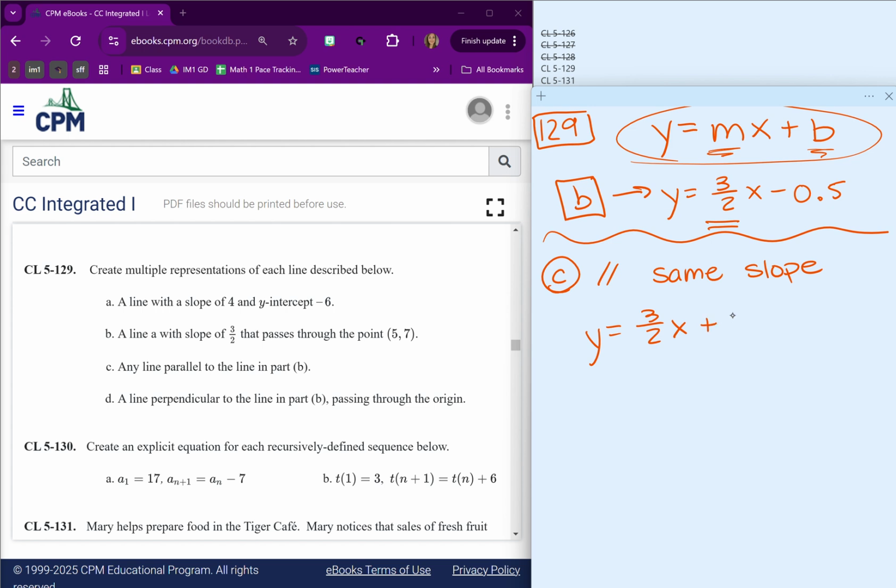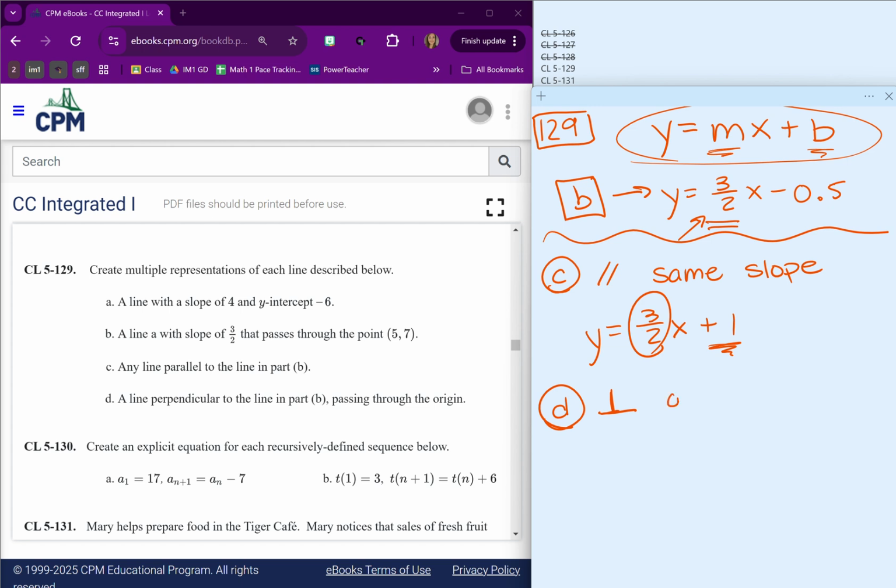So it could have any y-intercept you like, plus 1, plus 2, plus 3, plus 4. You don't have to limit yourself to integers. You can have negative 0.1402, anything you like. This b can be any number, but you have to have the same slope as what we saw in the previous question. Okay, for part D, you need to be perpendicular.